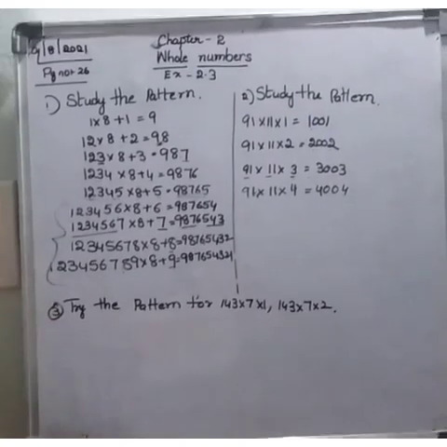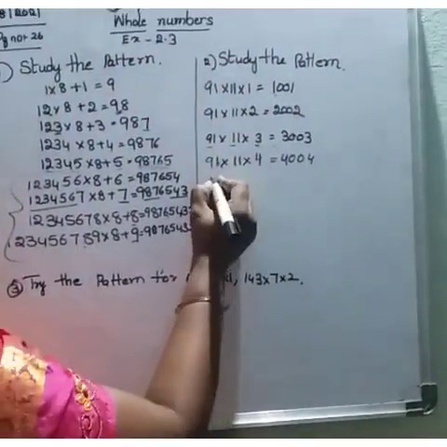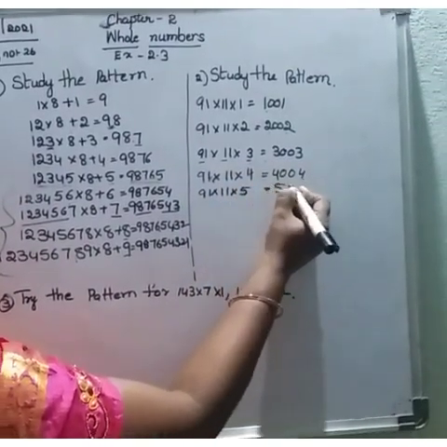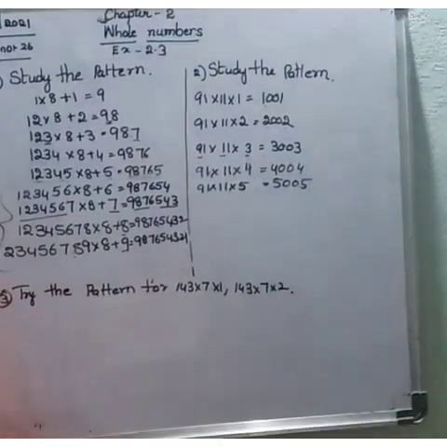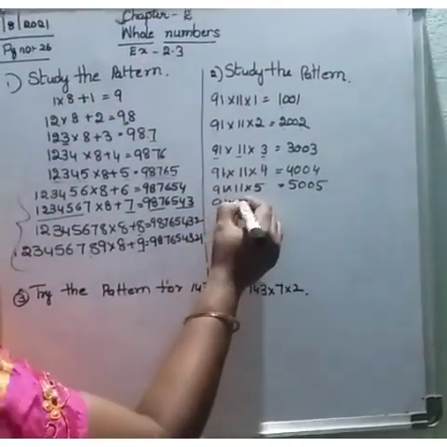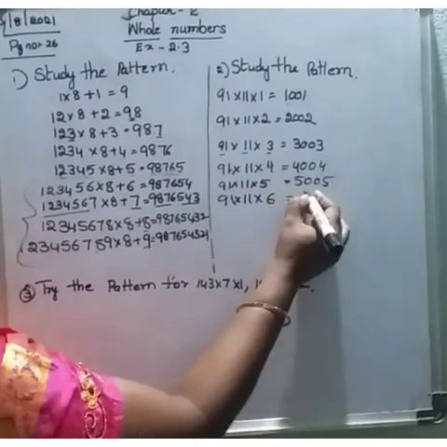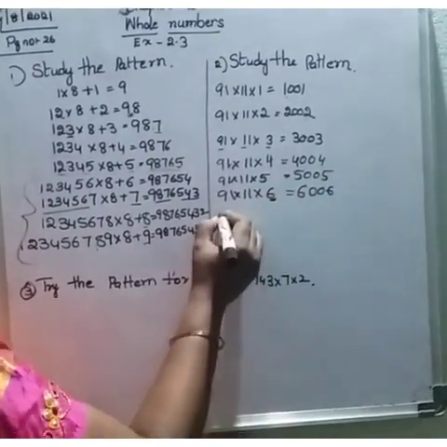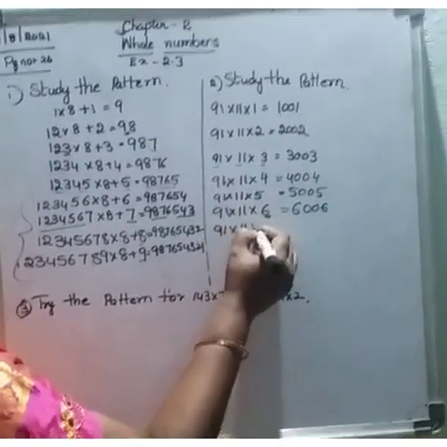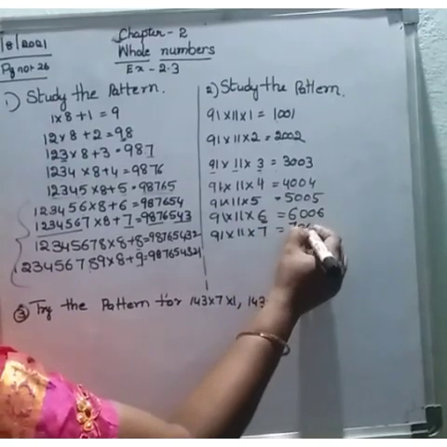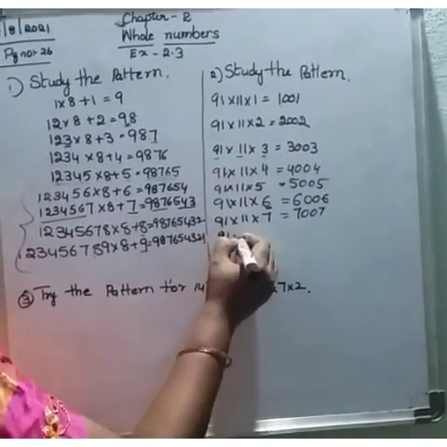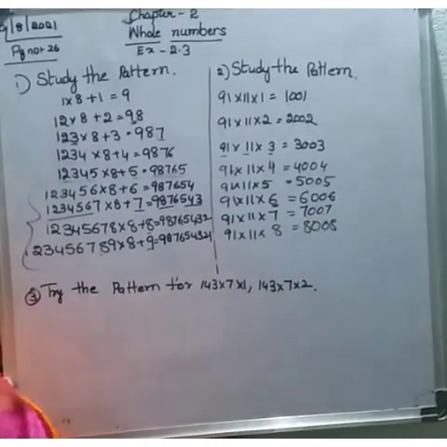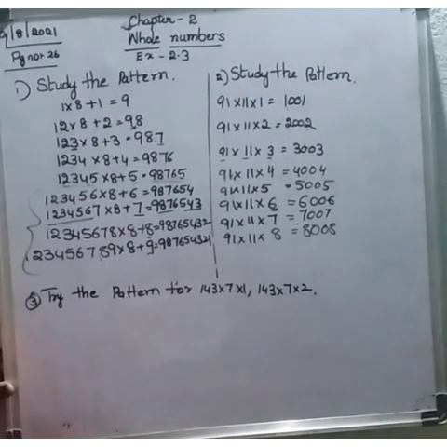Study the pattern and complete the next 4 steps. 91 into 11 into 5. So here we have to get 5005. Right? 91 into 11 into 6 equal to what do we get? 6006. Because here the multiplier is 6, no? That's why. 91 into 11 into 7, 7007. 91 into 11 into 8, 8008. Okay? They are asking the next steps.